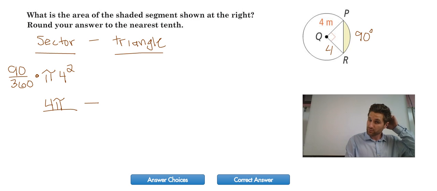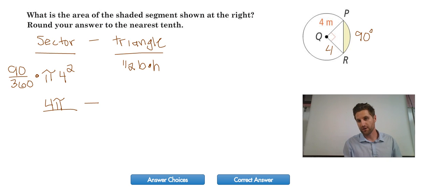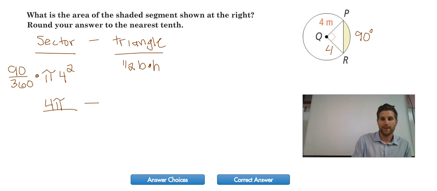Now the area of a triangle, we should know, is 1/2 base times height. Now 4 and 4, see that 90? That is the base and the height right there. So we can actually just do 1/2 of 4 times 4, and hopefully you guys know 4 times 4 is 16, so half of that is 8.